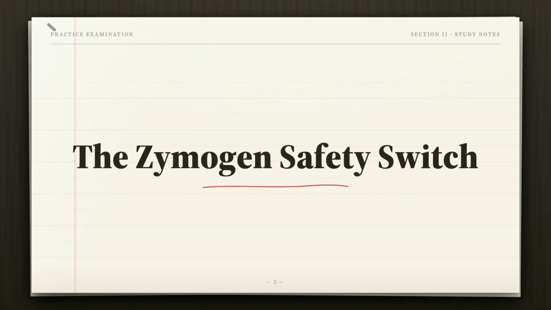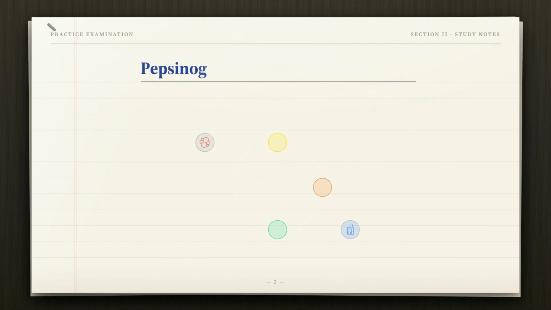Secreting a protein digesting enzyme inside an organ made of protein is dangerous, so the body has a recurring solution: manufacture the enzyme as an inactive precursor and activate it only after it leaves the cell that made it.